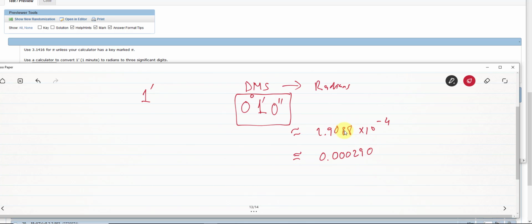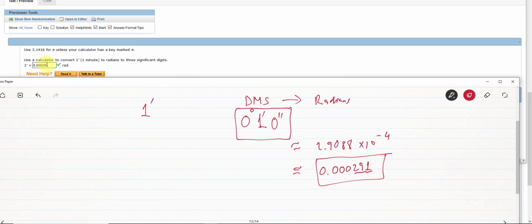However, after the 0 is the number 8, so I will need to round that to 1 because the number 8 is bigger than 5, so I round 0 to 1, and this is 3 significant digits. 0.000291 is my answer, and that is right here.